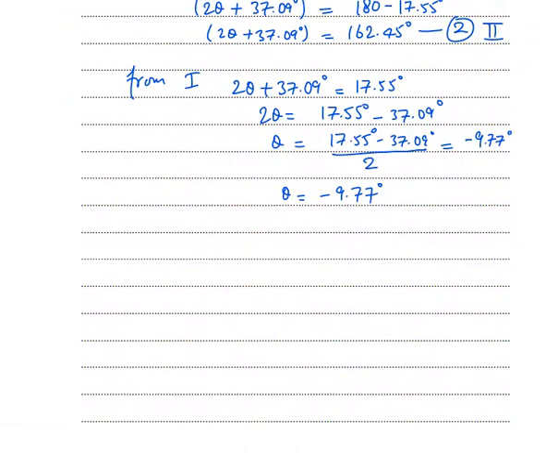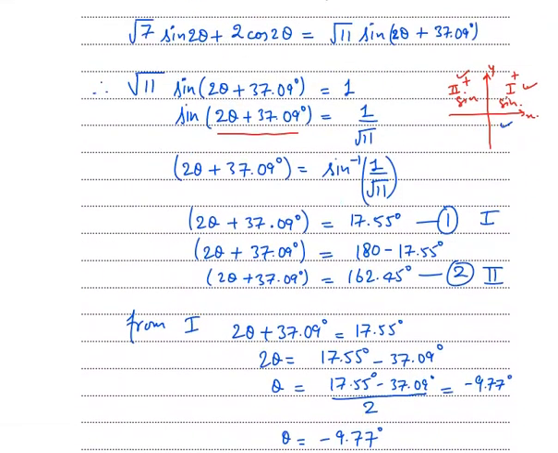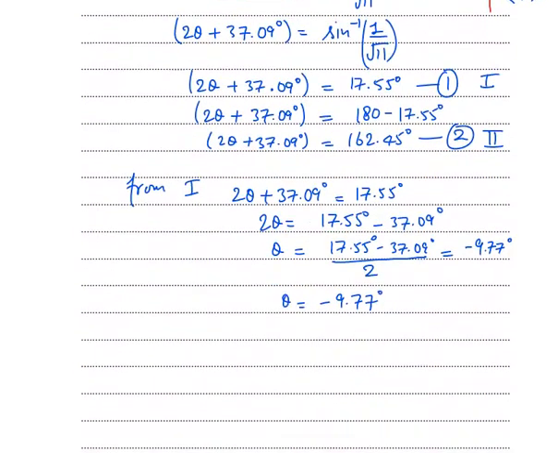That means I have to convert this into what? This is minus, right? Minus means in the fourth quadrant, right? So if I add 180 to this, this is minus 9.77. Okay, fourth quadrant. If I add 180 to it, I'll reach in second quadrant. So therefore, theta is equals to 180 plus minus 9.77 degrees. So we get 170.2 degrees. This is first value of theta, which is in second quadrant.